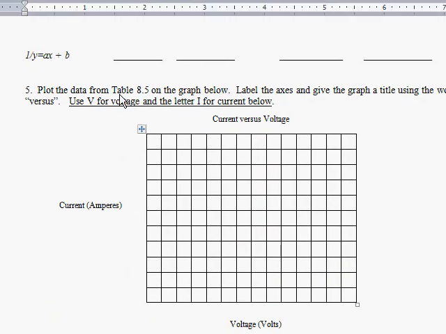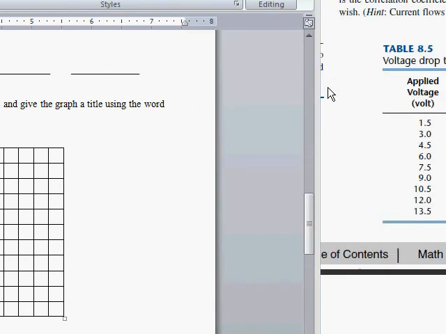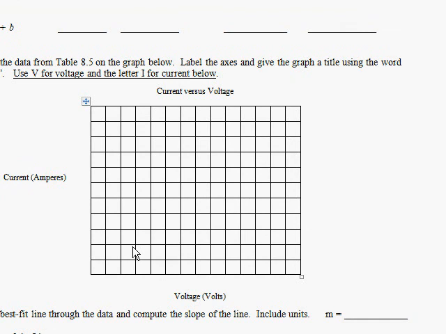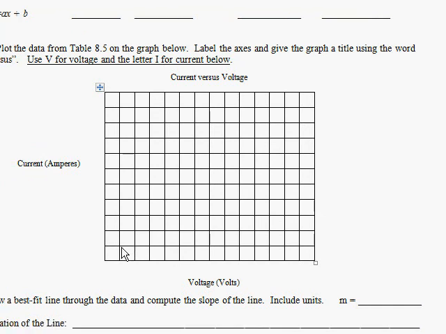On problem number 5, you're asked to plot the data from table 8.5 in the textbook. Here's the table from 8.5 in the textbook, and I'll show you how to download it from the course home page in just a moment. One of the first things you want to do is look at how the data is expressed in the table.